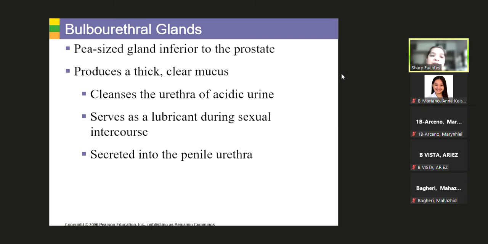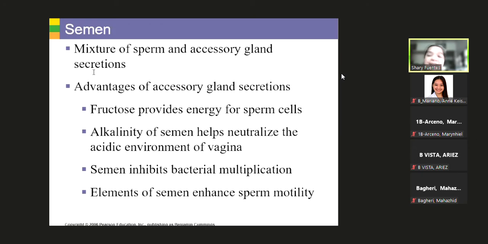Okay? So we have in here the three accessory structures: the seminal vesicle, your prostate, and your bulbourethral gland, also known as your Cowper's gland. Okay? So ano yung ginaproduce nila? Semen. So galing sa three accessory plus the seminiferous tubules, you have the semen there. So the semen in here is a mixture of sperm and the accessory gland secretion. So apat ang sponsor natin dito. Apat. Sabi ko nga, 5% lang si seminiferous tubules, the rest 95% galing dun sa accessory structures.